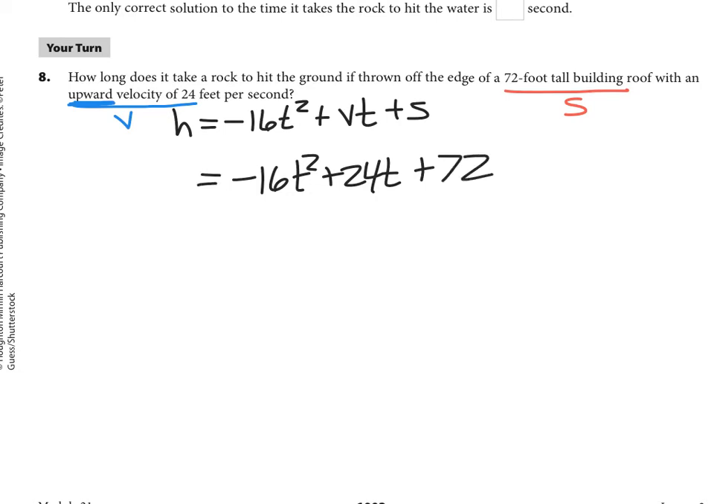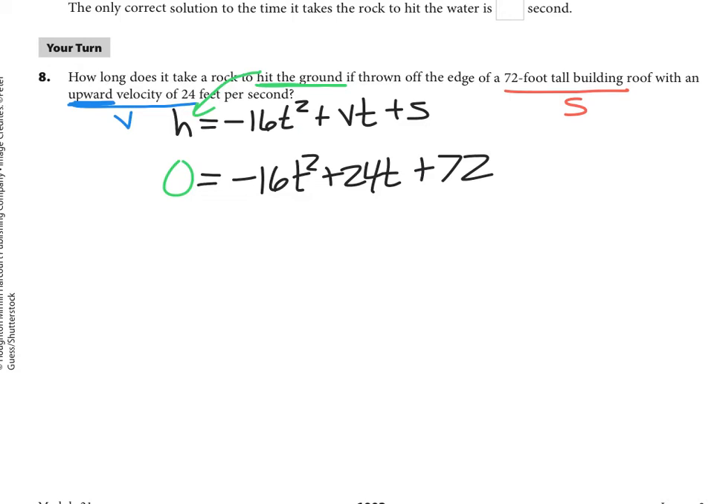And all that is equal to, you're looking for when it hits the ground, so you want your height here to be 0. Okay, so in this case, you can factor, and I'm going to do that here in just a second. But even easier is just to do it on the calculator and find your solutions.